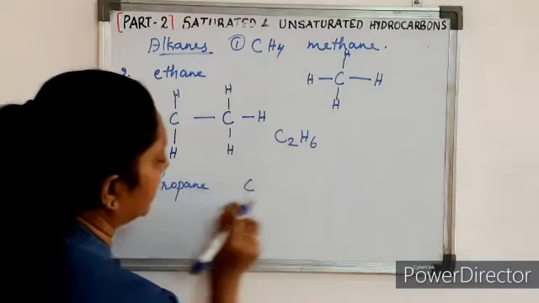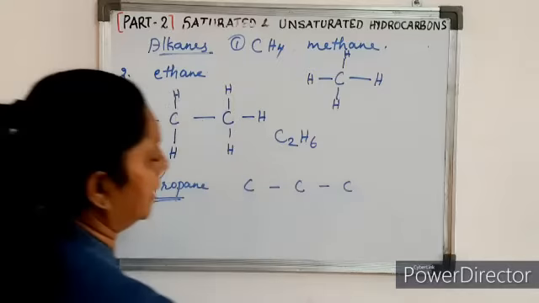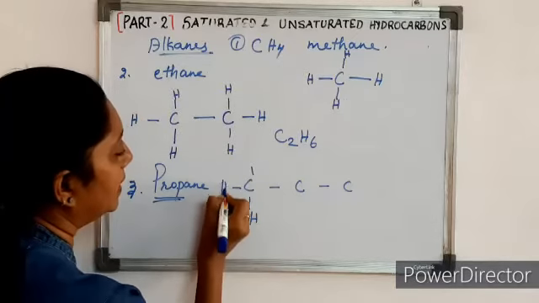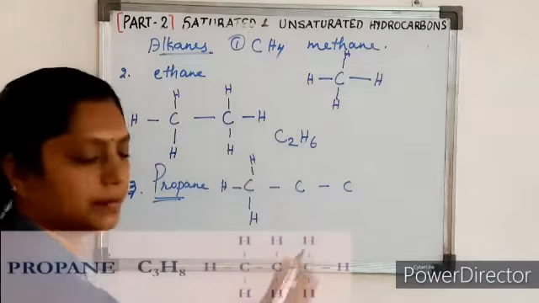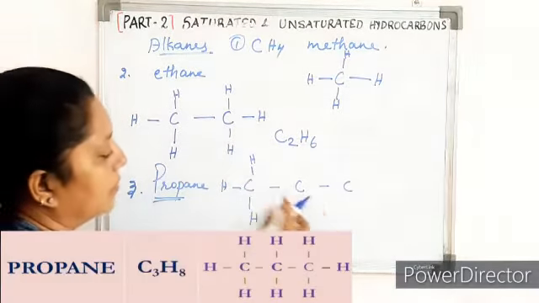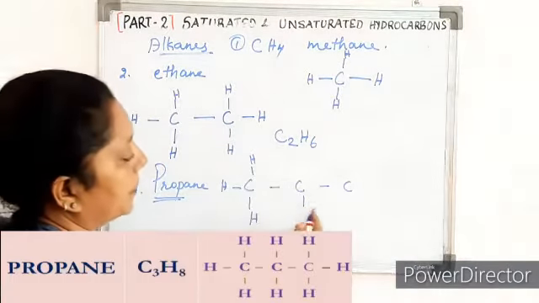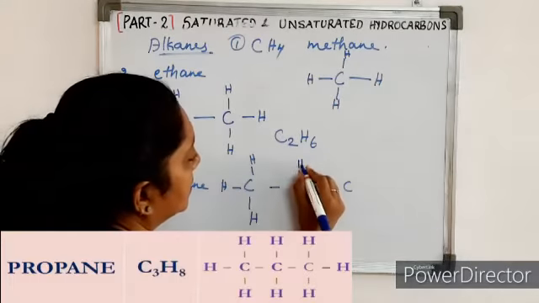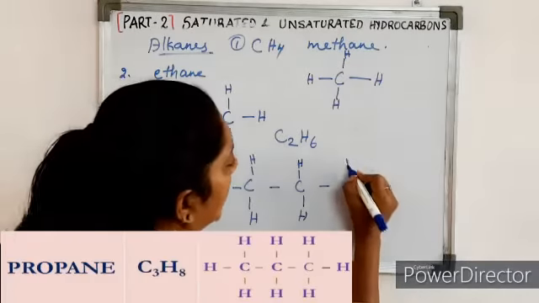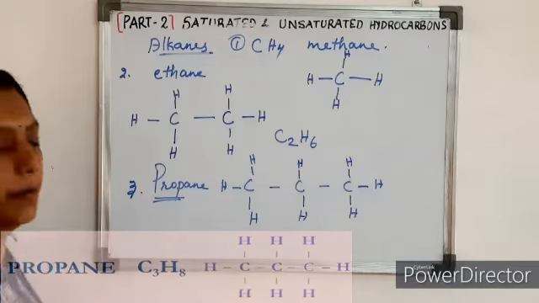For propane, how many carbon atoms do we have to write? For propane, 3 carbon atoms. 1, 2 and 3. And the valencies are satisfied by hydrogen atoms. Okay. Here the valence of carbon is satisfied: 1, 2, 3 and 4. Again here 2 valencies are satisfied: 1, 2, 3 and 4. Here 1 valency is satisfied, and 2, 3 and 4 hydrogen atoms. Okay. This is the structure for propane.